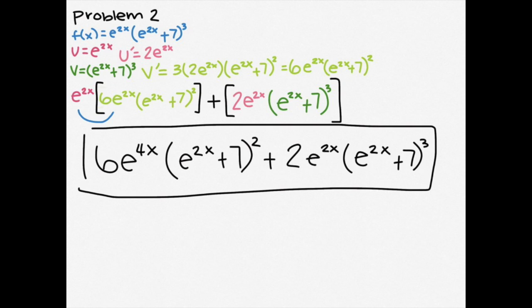Problem number 2 is f of x is equal to e to the power of 2x times (e to the power of 2x plus 7) to the power of 3. Again, we need to divide these into u and v. u is e to the power of 2x, and the derivative of u is 2e to the power of 2x. v is (e to the power of 2x plus 7) to the power of 3. The derivative of v is found using the exponential rule, which we see on the screen, which gives us 6e to the power of 2x times (e to the power of 2x plus 7) squared.